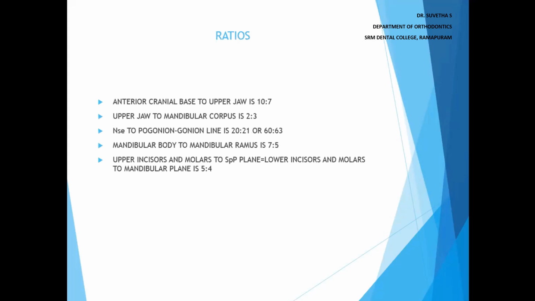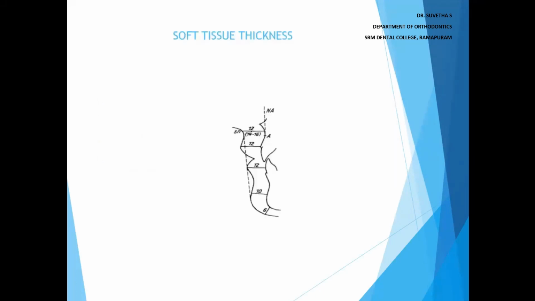When we measure all these four lengths, the ratio of the anterior cranial base to the upper jaw is 10:7. The ratio of the upper jaw to the mandibular base is around 2:3. The ratio of the anterior cranial base to the pogonion-gonion line is 20:21 or 60:63. The ratio of the mandibular body to mandibular ramus is 7:5. The upper incisors and molars to the SPP plane, and lower incisors and molars to the mandibular plane, is around 5:4. So next we'll see about the soft tissue thickness.